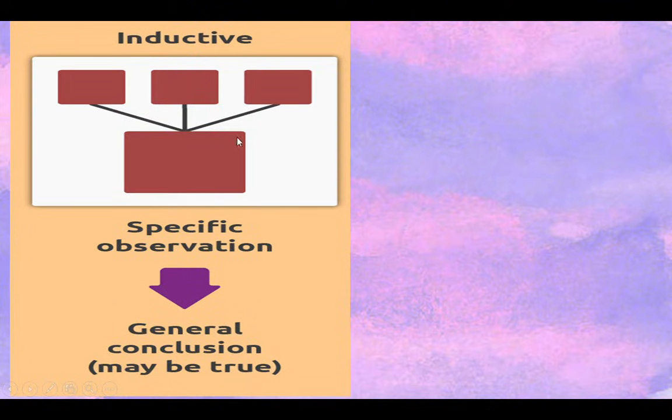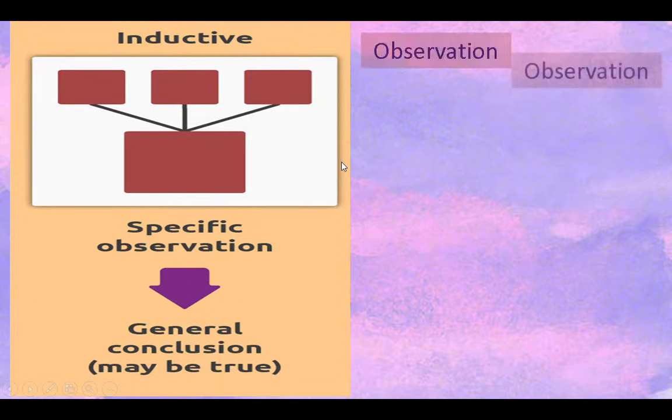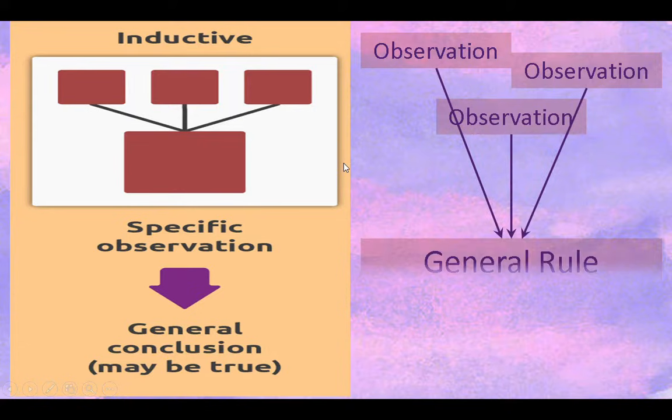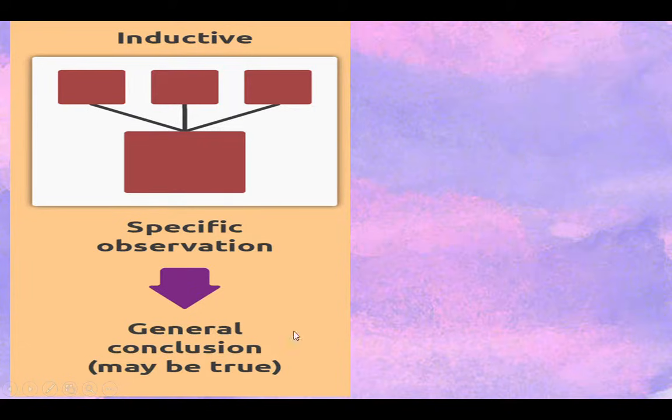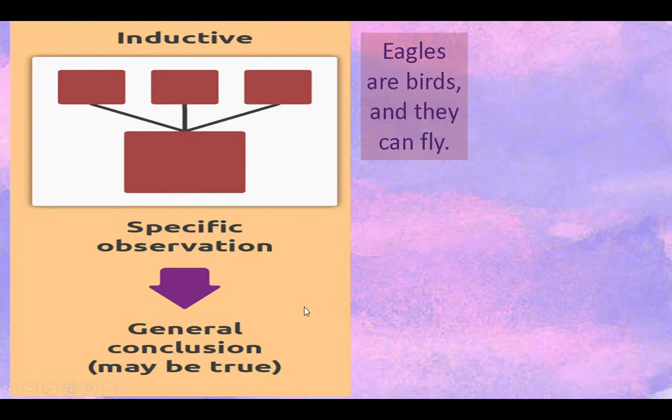Inductive reasoning is where instead of moving from rule to instances, you move from instances to rule. You take observations and use them to make a rule that may be true. Let me show you how that works.